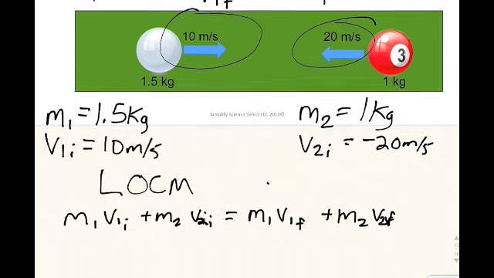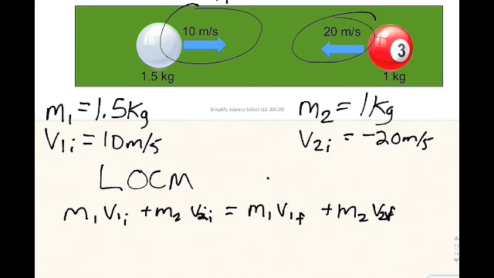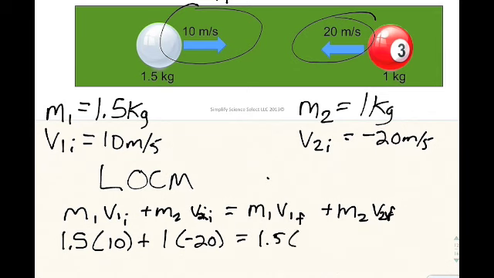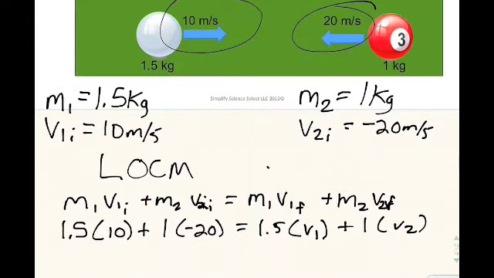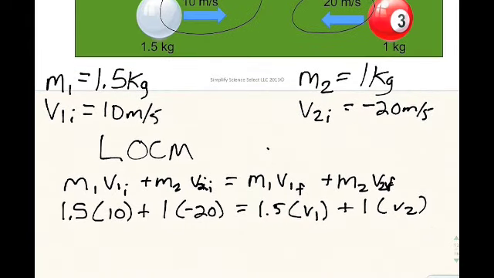So when I plug it in, I get 1.5 times 10 plus 1 times negative 20 equals 1.5 V1 plus 1 V2. Now if you notice, I left off the Fs because in each case I know I'm trying to solve for the final velocity, and if I ever wonder, I can always just check up there with what I wrote. So that's the reason why I just left the F off, just for brevity's sake, to make it a little bit easier to keep track of everything.